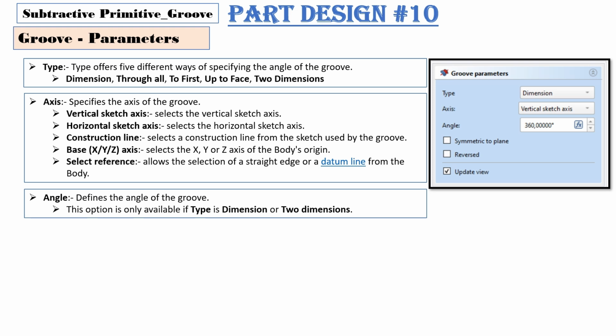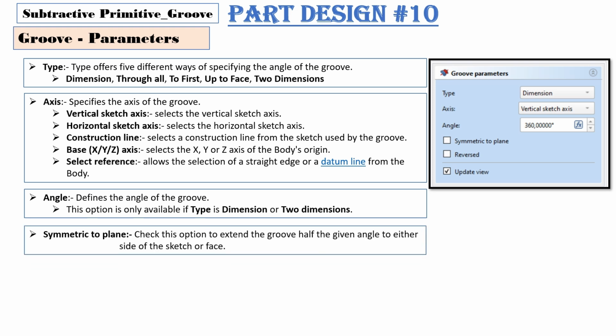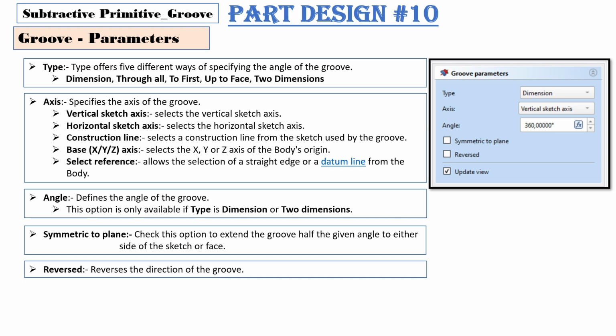The next parameter is angle. Angle defines the angle of the groove. Symmetric to plane extends the groove half to the other side of the sketch or face. The reversed parameter reverses the direction of the groove.